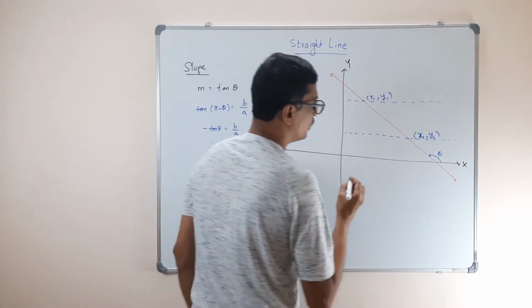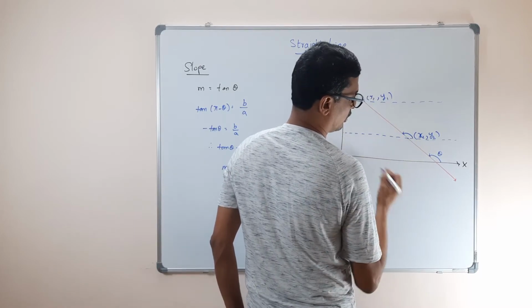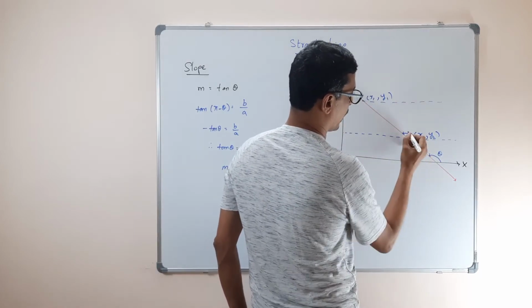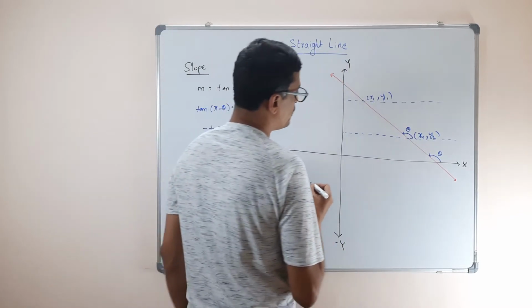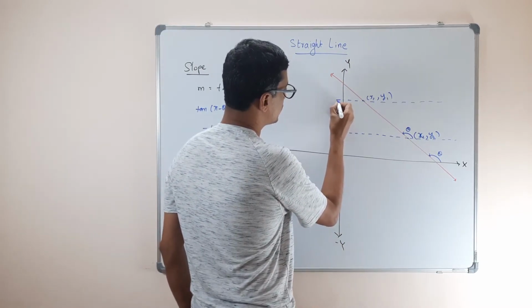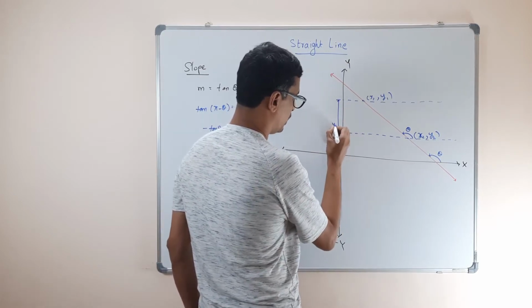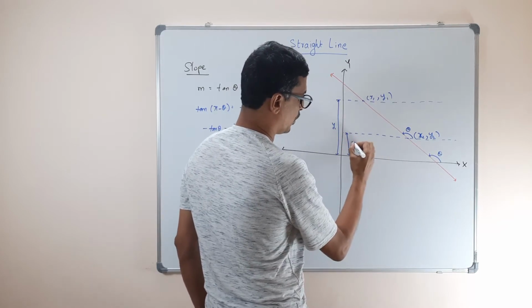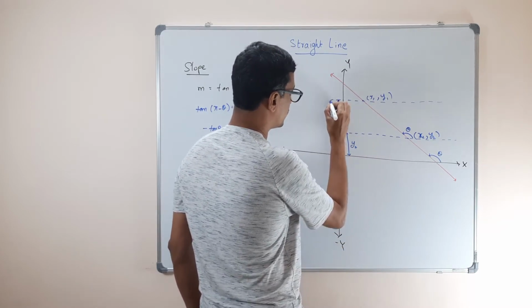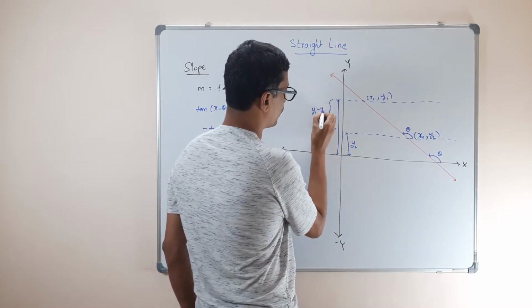Okay, so then, what will be this angle? You tell me? Theta, because all these lines are parallel, correct? Theta. So now, what will be this distance? y1. And what about this distance? y2. Okay, so what will be this distance? y1 minus y2.